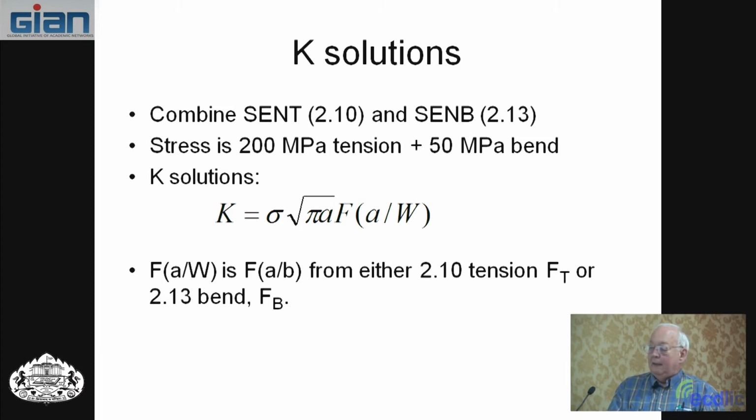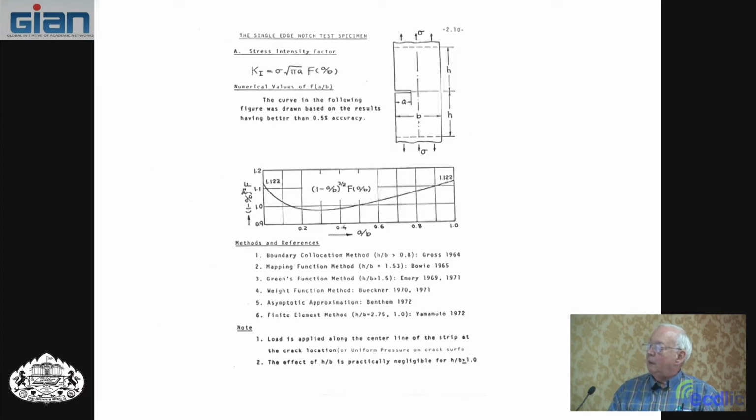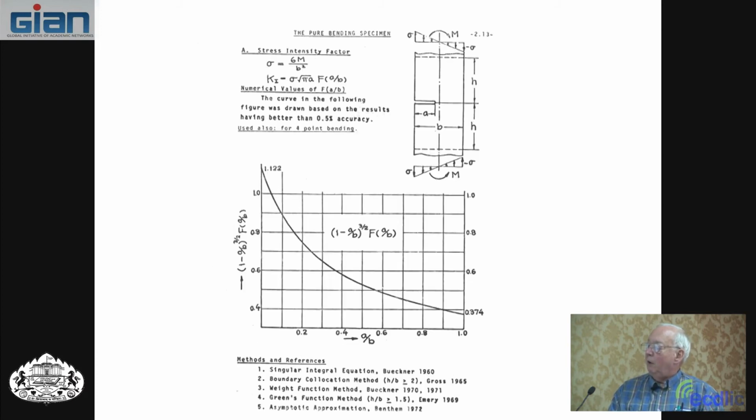In linear elastic fracture mechanics, you can add Ks if it's all mode 1. Remember, yesterday we talked about mode 1 and mode 2. You can't add the Ks, but if it's all mode 1, you can add the Ks. So we had these: this is the single edge tension for the constant stress. This is the single edge bend.